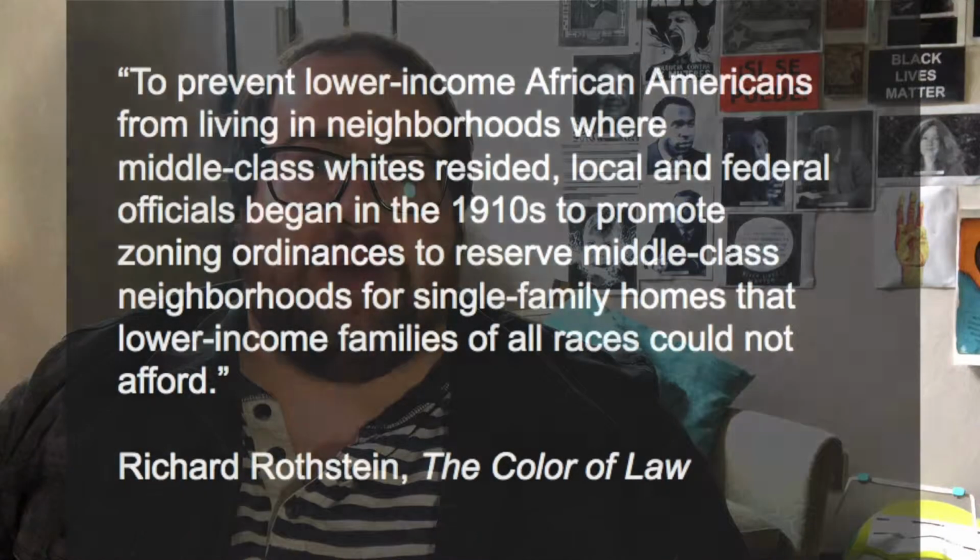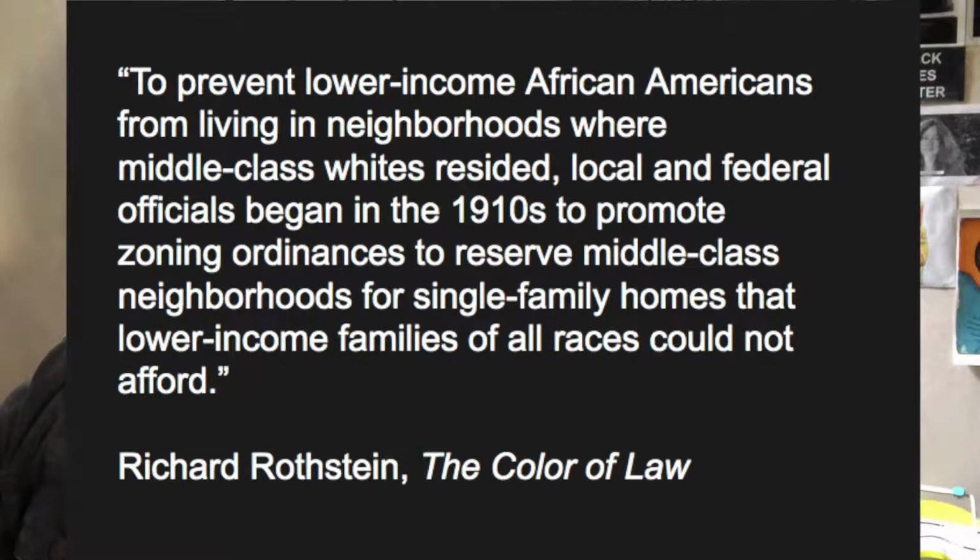And this pattern of segregation has a history. You see, historically, segregation didn't just include water fountains and bathrooms, but entire neighborhoods and towns. As noted segregation and housing scholar Richard Rothstein states in his landmark text, The Color of Law, quote, to prevent lower-income African Americans from living in neighborhoods where middle-class whites resided, local and federal officials began in the 1910s to promote zoning ordinances that reserved middle-class neighborhoods for single-family homes that lower-income families of all races could not afford.